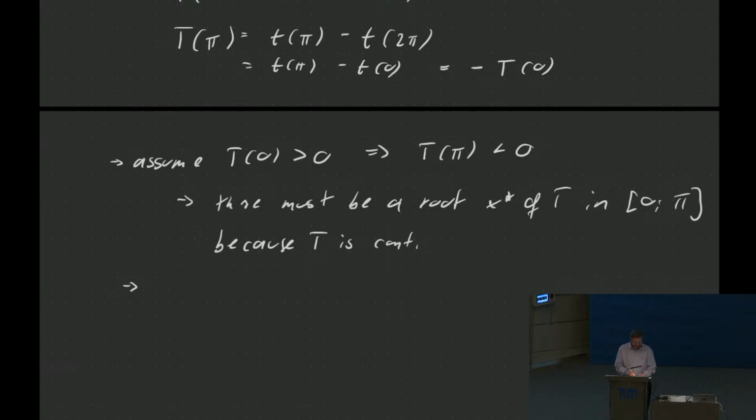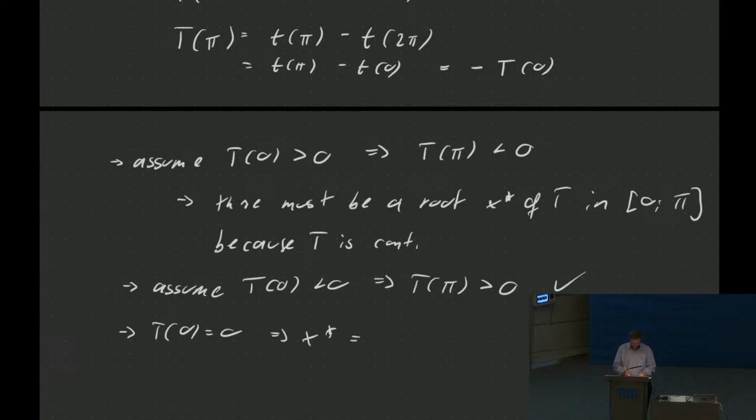And of course, the same argument works if we assume T of 0 is negative. Well, then T of pi is positive. Same argument. Well, and if T of 0 is 0, then T of pi is also 0. And we're already there. Right? And 0 is a root, and we're done. Then we can just use that.